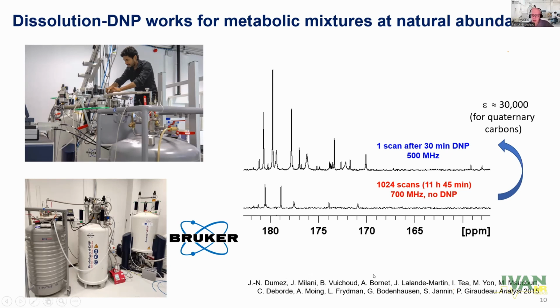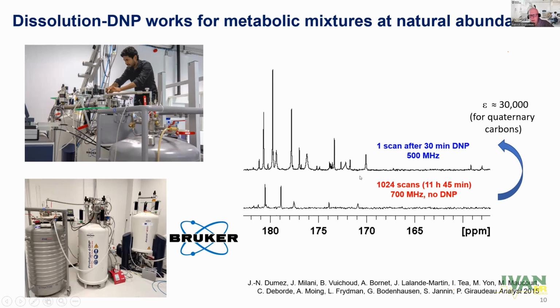So 10 years ago, the result you have on the screen here is the first result we obtained on a complex mixture at natural abundance. This result at that time was obtained in Lausanne. And we were, I think, the first to show that you could obtain a C13 spectrum in a single scan on natural extracts at natural abundance. Here it was a tomato extract. You can see that the spectrum was focusing on the quaternary carbons here, for the reasons I mentioned before. And you can see that in a single scan after 30 minutes of DNP, you obtain much more signal than you would obtain in 12 hours of signal averaging on a conventional spectrometer.